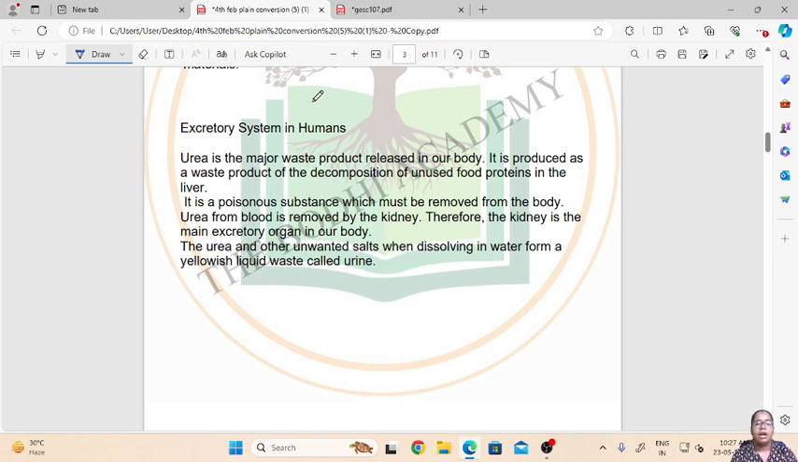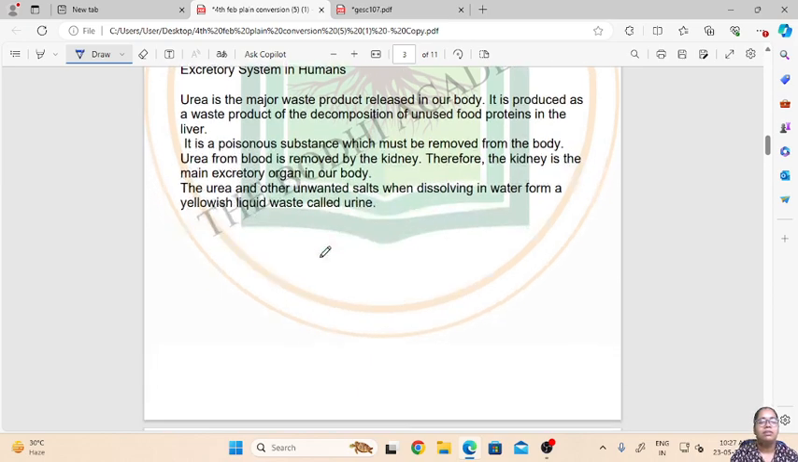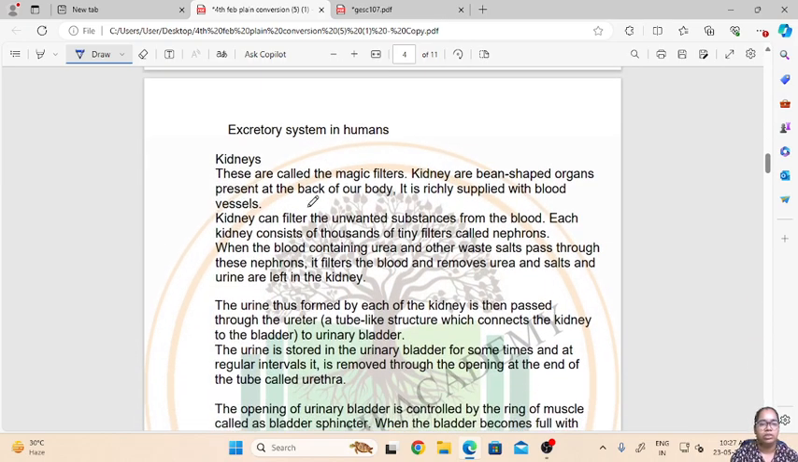The urea and other unwanted salts, when dissolved in water, form a yellowish liquid waste called urine. That urea, a toxic waste product produced in our body, is dissolved in the excess water in our body, forming a yellowish liquid called urine, which is then excreted out of our system through the excretory system. Now let us see how the excretory system works. What is the mechanism of the excretory system?